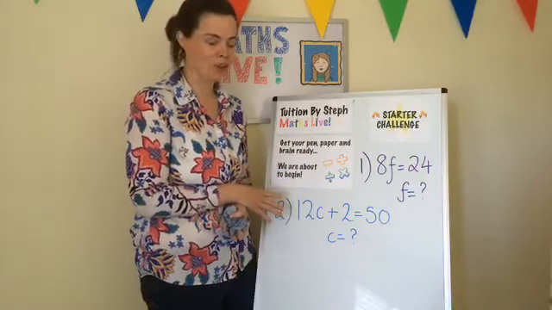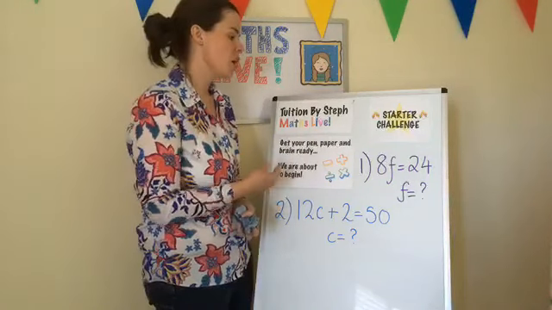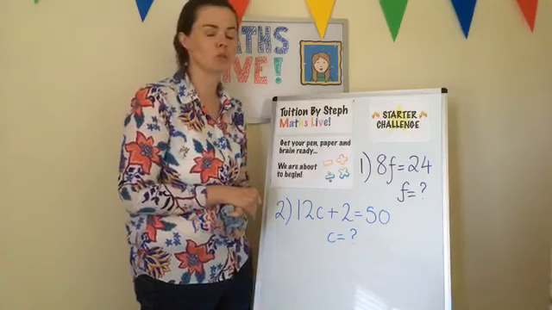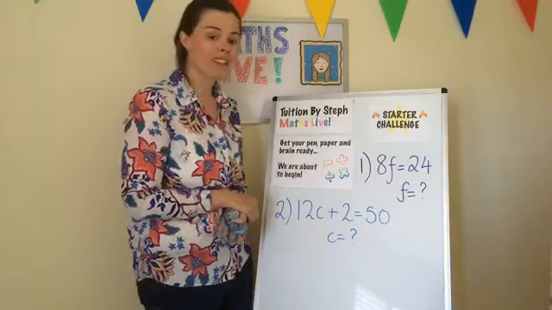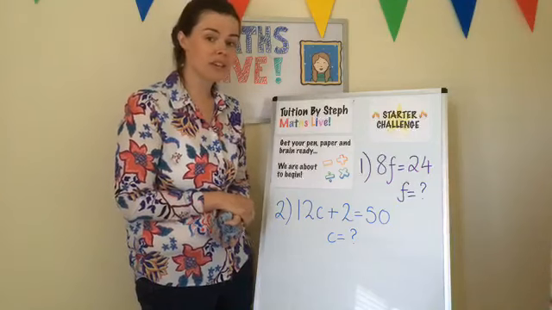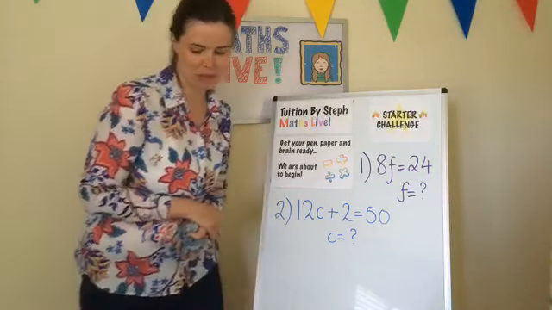Here's two challenge questions to start. Continuing from yesterday's algebra lesson, we've got 8f equals 24. So what is f? And then we've got 12c plus 2 is 50. Can you work out what c is? And I'll be back in a minute.